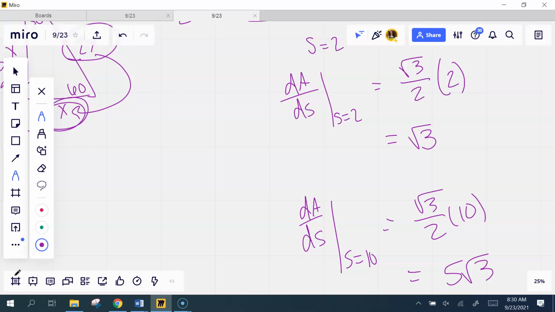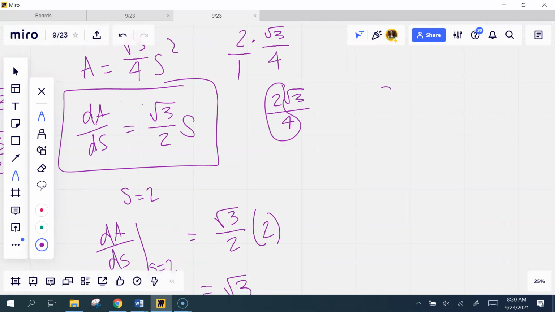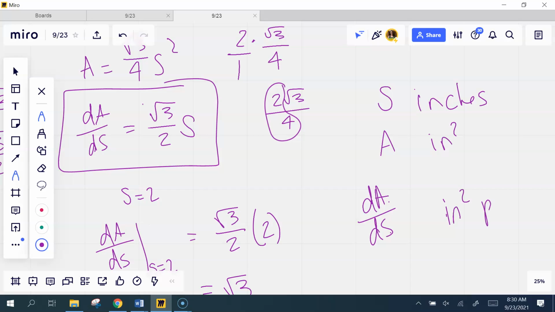Okay. Part D. If S is measured in inches and area is inches squared, what units would be appropriate for dA/dS? That's exactly right. It's inches squared over inches, or inches squared per inch. The area increases at a rate of so many inches squared per inch.